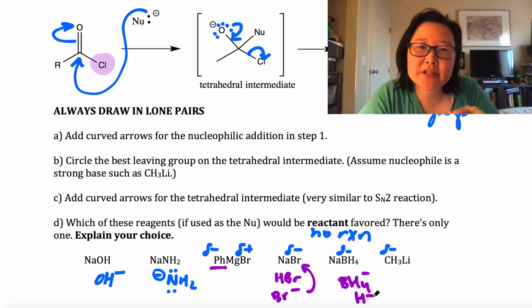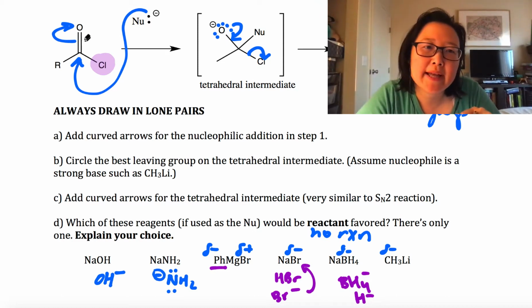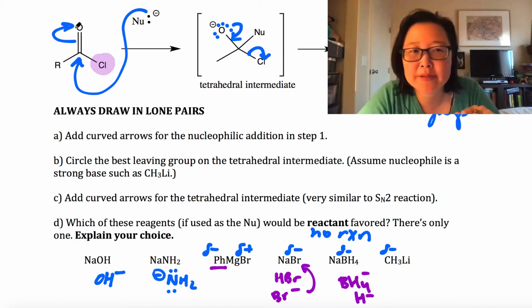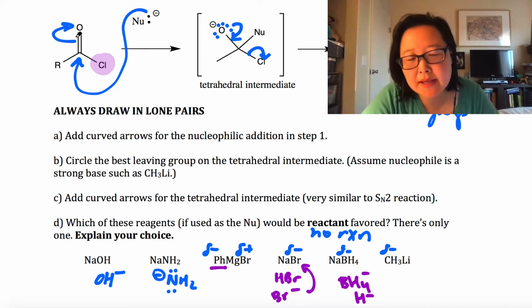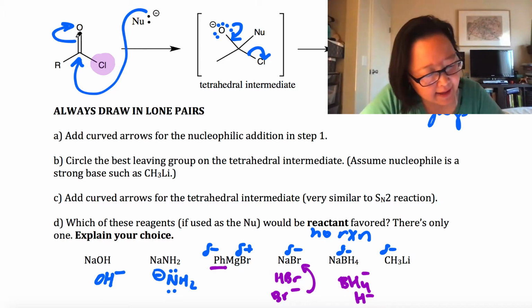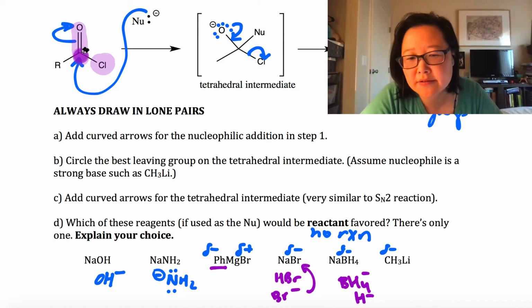But for these reactions where it's attacking a carbonyl, it's actually more important for it to be a strong base than it is a good nucleophile, like for SN2. Later we'll learn about something called hard-soft theory. A hard electrophile is this carbon right here. It's considered a hard electrophile.